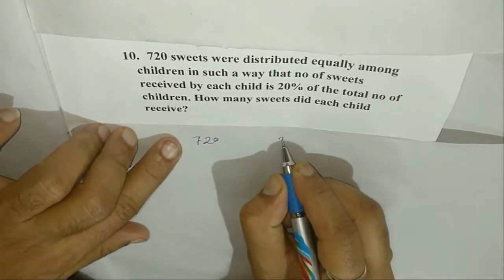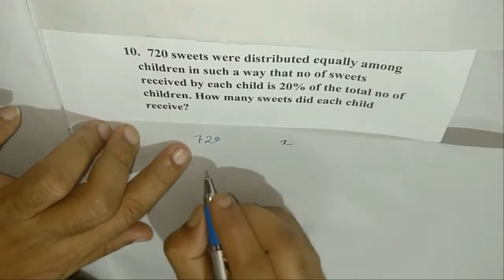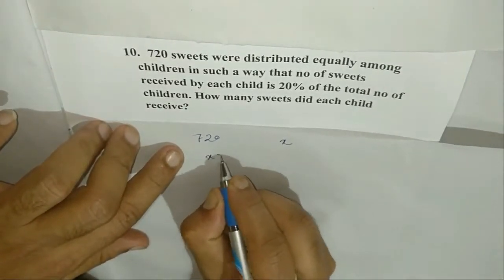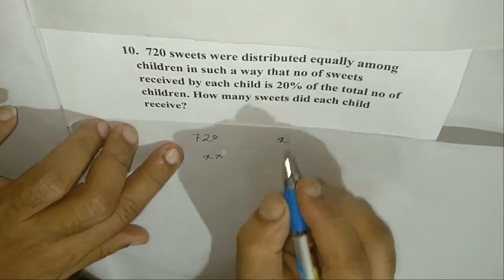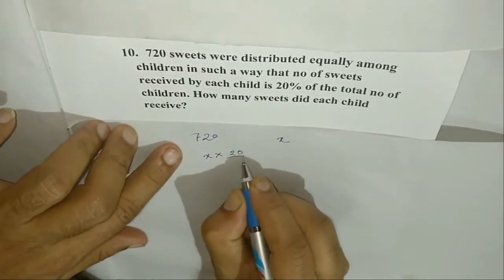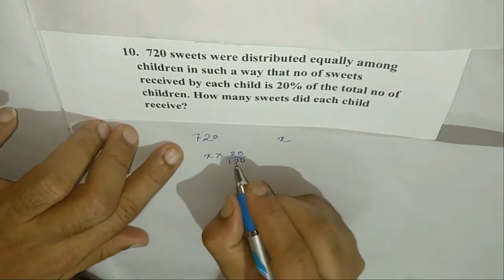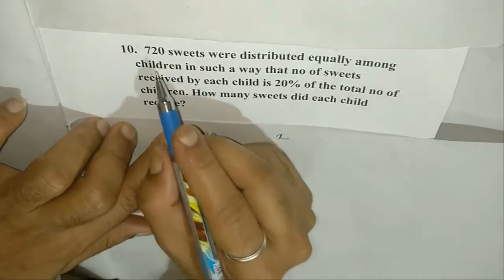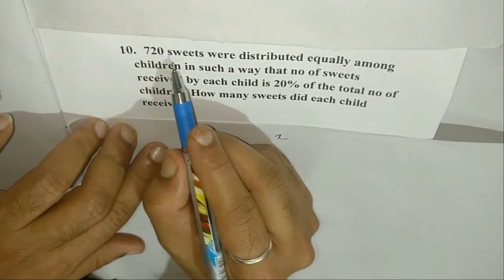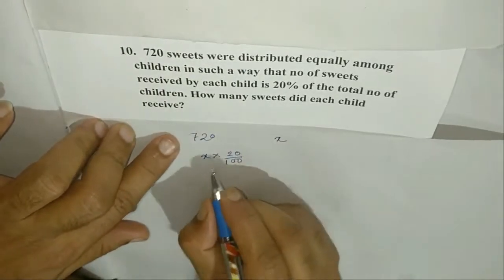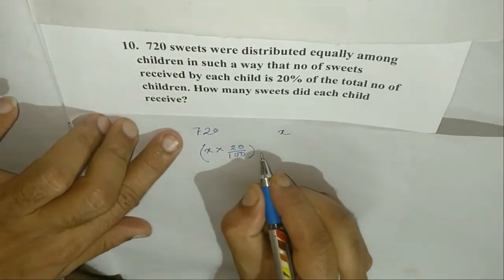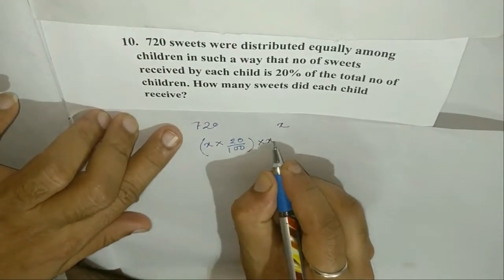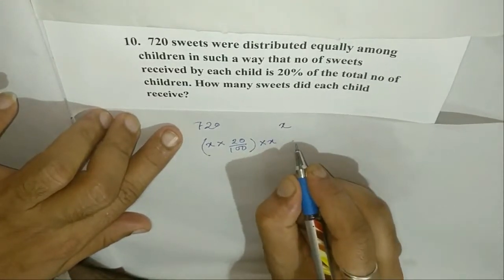So let us assume the number of children is x. So how many sweets each child will get? 20% of this one. So x into 20 by 100. And we have x children, so we need to multiply with x, right? So these many sweets have to be distributed. As per the statement, these many sweets are equal to 720.